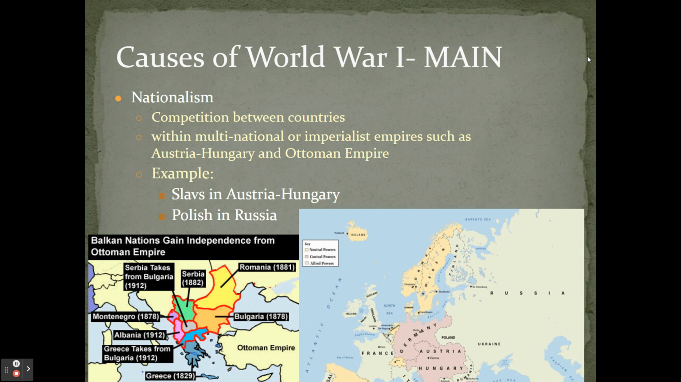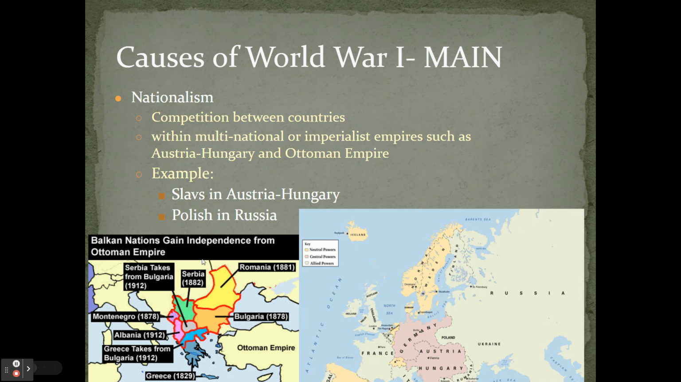So a good example are the Slavs in Austria-Hungary. So this is the Empire of Austria-Hungary. It kind of goes like above the map here. And Austria-Hungary had Austrians, it had Hungarians, but it had a lot of other groups too.